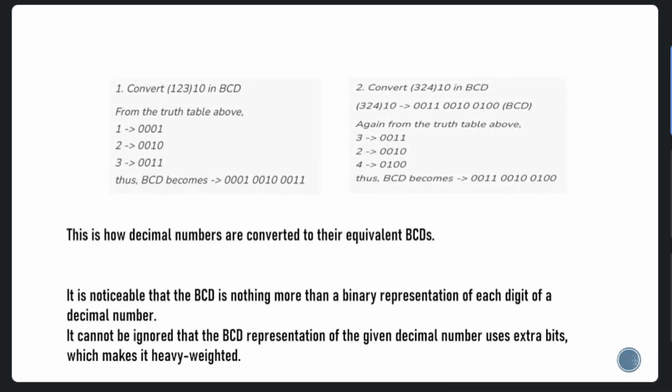And same lang po siya. Convert 13 base 10 in BCD. Convert 34 base 10 in BCD. So, same lang po ito. Decimal. So, ang decimal nga natin na number system ay base 10.